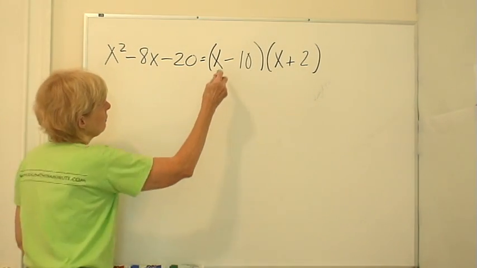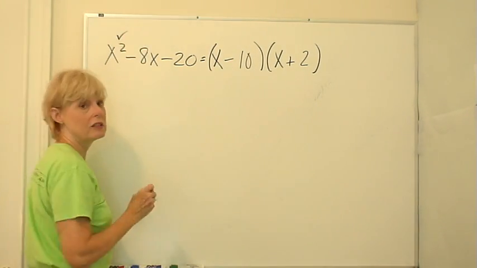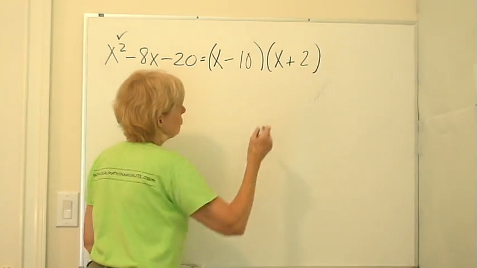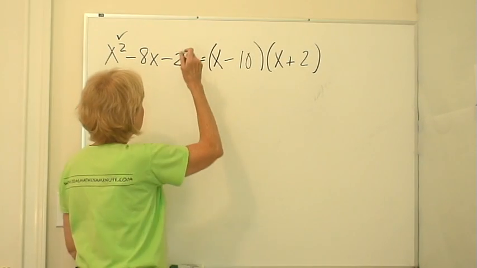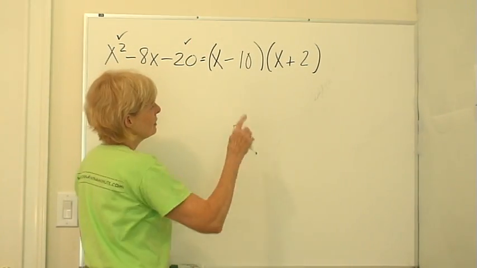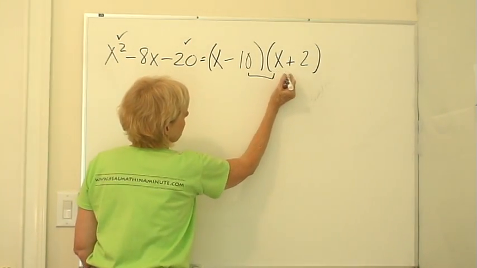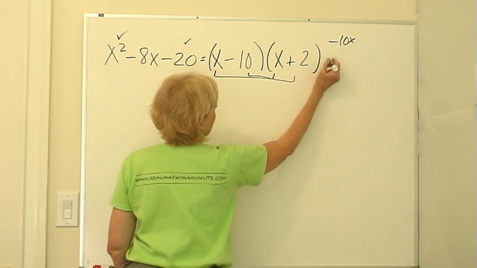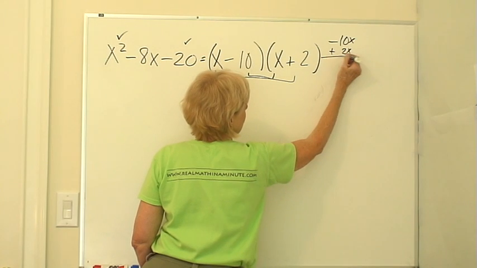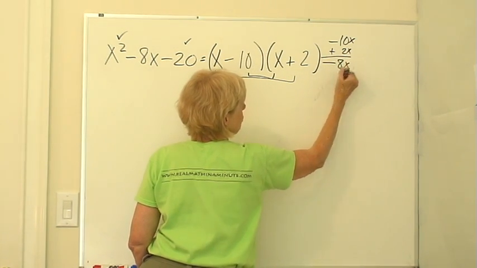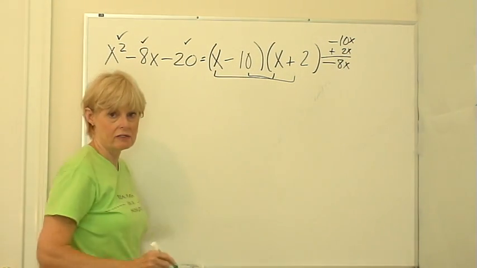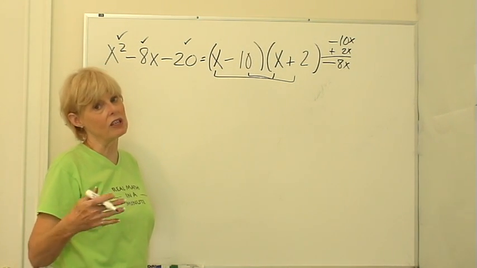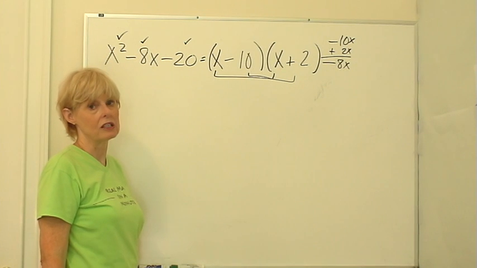Now let's check. X times x, x squared? Yes. Easy part. Negative 10 times positive 2, negative 20? Yep, got to be good at signs. Okay, in the middle, watch this part carefully. Negative 10x, and front and last, positive 2x, combine, sign of the larger, negative 8x, yes, success. So everything works good. So you see how it works out, but we need to do another one or two of these. So let's go.